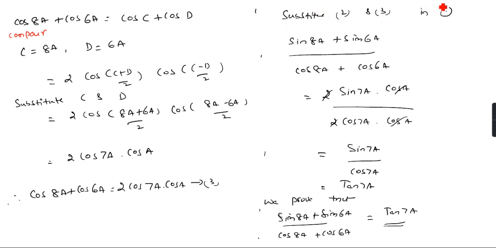Substitute 2 and 3 in 1, we get 2 sin 7a cos a by 2 cos 7a cos a. 2 will be cancelled and cos a will be cancelled, and we get sin 7a / cos 7a. Sin by cos is nothing but tan 7a. So finally we prove that (sin 8a + sin 6a) / (cos 8a + cos 6a) is equal to tan 7a.